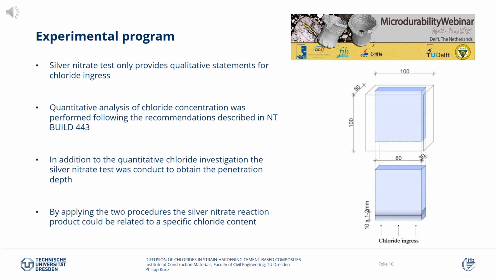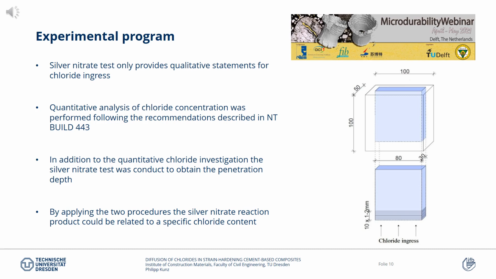Since the silver nitrate test only provides qualitative statements for chloride ingress, we now know how deep free chlorides penetrated the SHCC, but we don't know the chloride content. Therefore, the quantitative analysis of chloride concentration was performed following the recommendations as described in NT Build 443 by abrading thin layers of 1 to 2 mm of each uncracked specimen, as shown here on the right side of this slide. Those specimens were exposed to the same exposure conditions as the cracked specimens mentioned before.